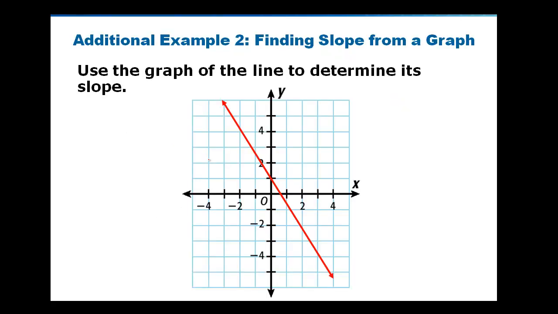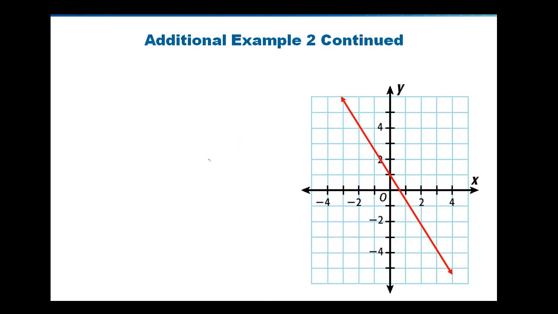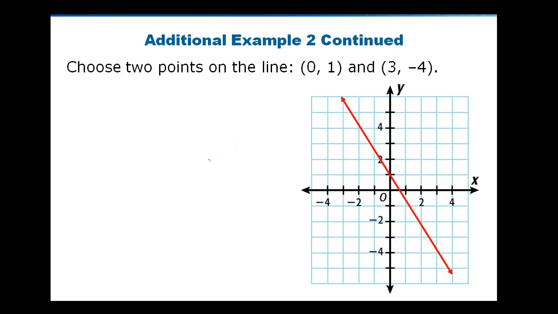Here I have a graph, it's already ready. Let's find the slope. To find a slope, I need to choose any 2 points on the line. So I will take this point here, you can see it. This is how we can read this point: it's 0 and 1. Okay, and I will take another point, 3 and -4. It's here.